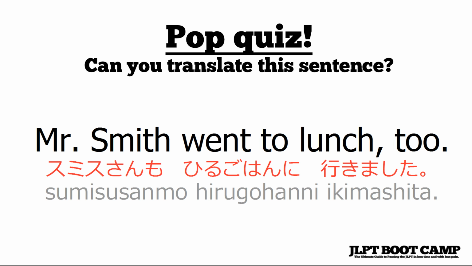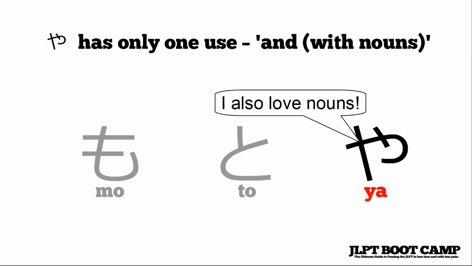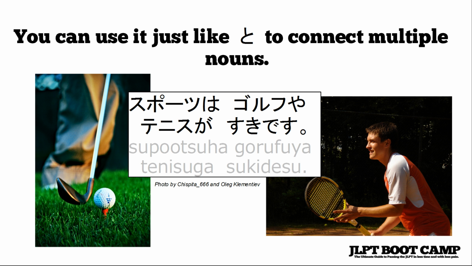All right, last particle, ya. Ya has only one use, and with nouns. And again, ya also loves nouns. And you can use it just like to, to connect multiple nouns. So for example, this sentence, Supotsu wa gorufu ya tenisu ga suki desu. As for sports, basically, I like golf and tennis.